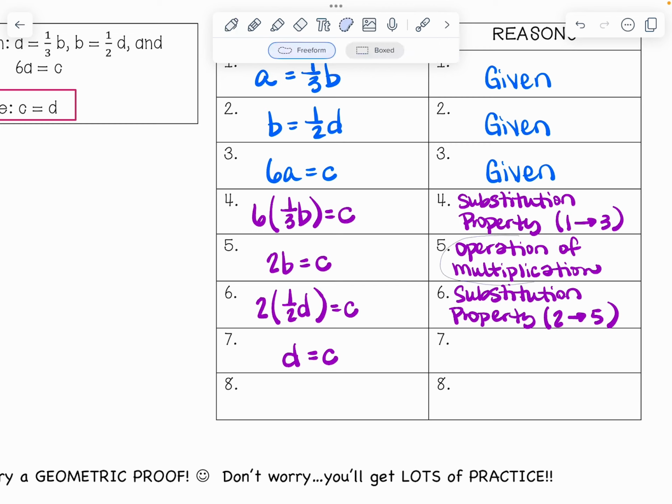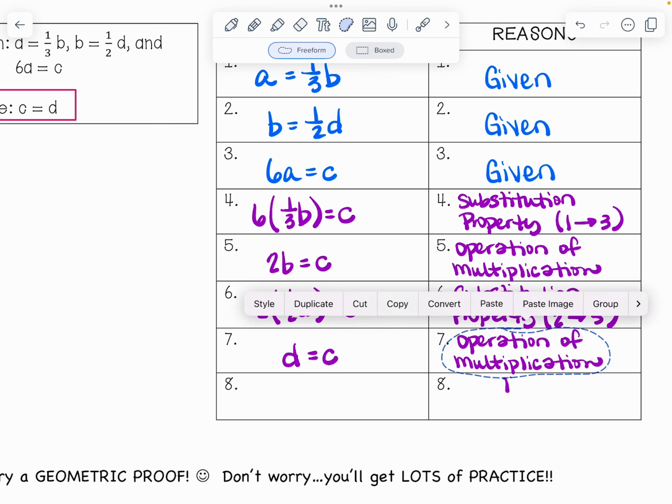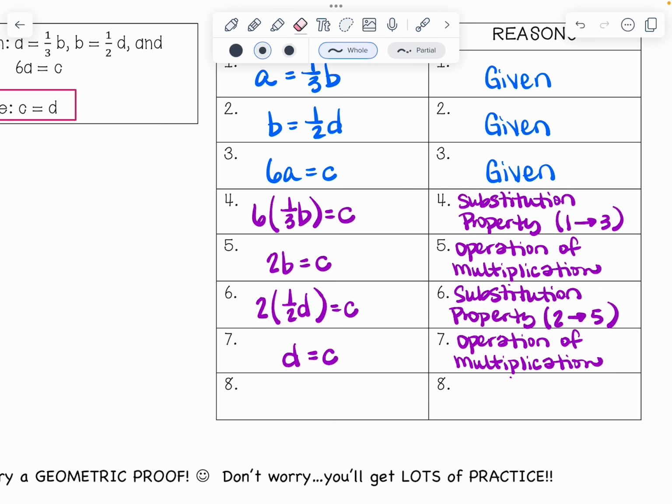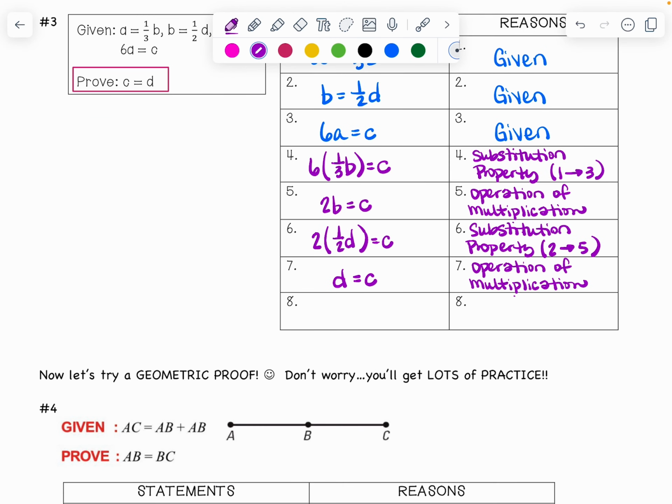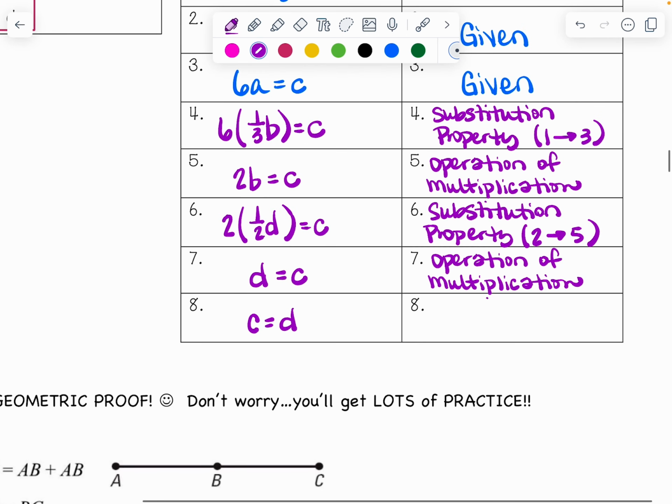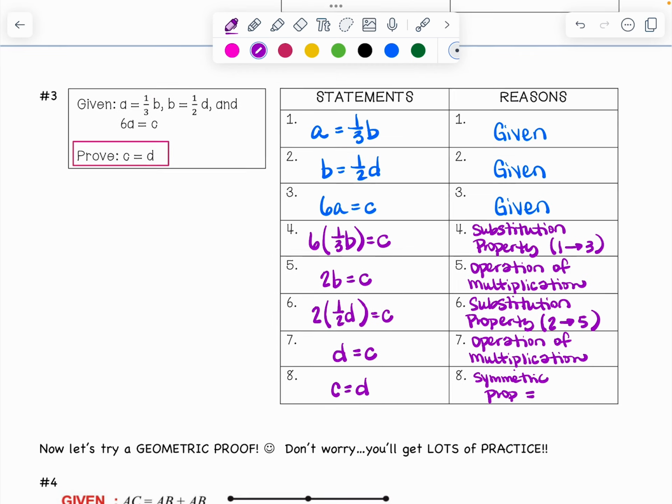So once again, that's the operation of multiplication. I'm going to cheat and totally copy and paste that. There we go. And I'm not quite done. I'm oh so close, right? But they want C equals D, not D equals C. So we are going to switch it around. And the only thing that allows me to do that is the symmetric property of equality. And you can just put an equal sign, but I definitely have to have that.